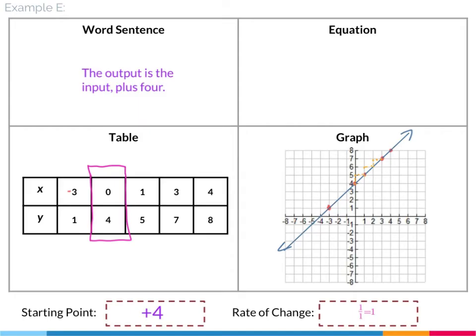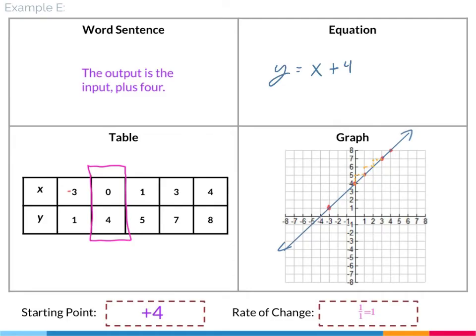So to write our equation for this, it's going to be y, being the output, is the input, and again, the input's not being multiplied by anything other than 1, so we're not going to write the 1, plus 4, since that's our starting point.